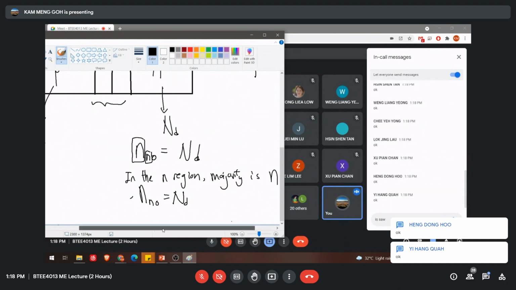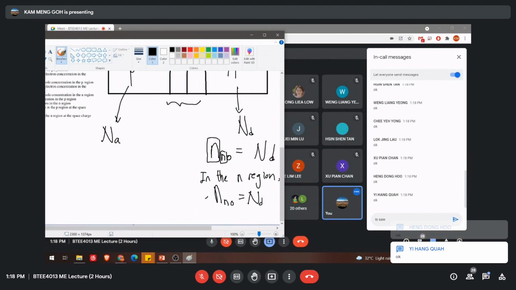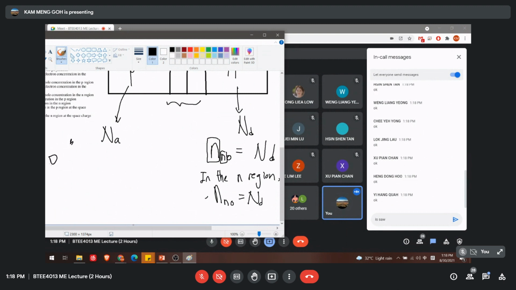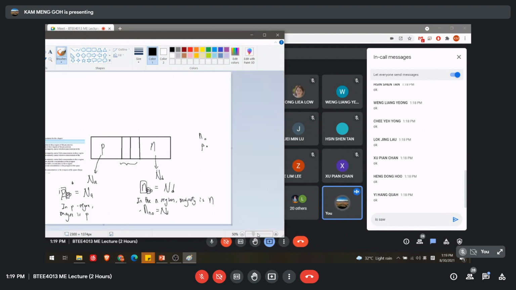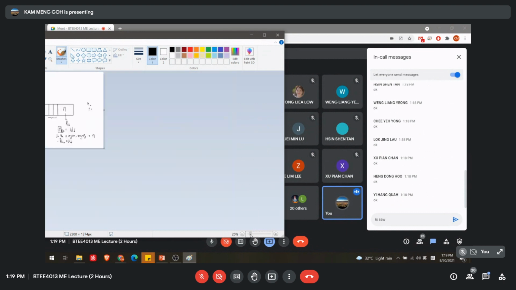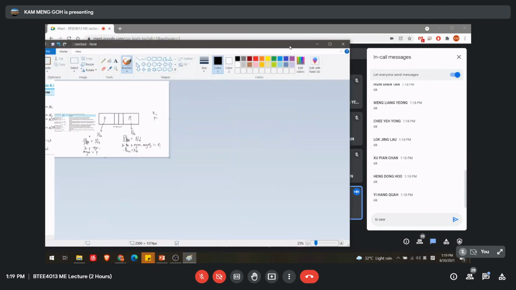Okay, so the same thing happened here on the other side. We will write it as NNO. Then PPO: in the P region, the majority is P, and we denote it as NA. So this is the same thing, just repeated for the left and the right side only.